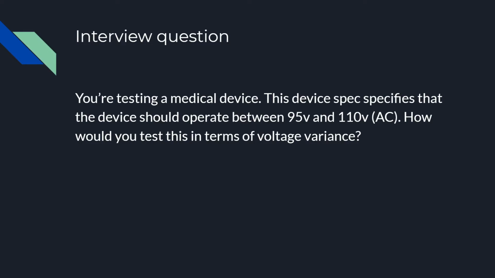The first thing that comes to mind is, okay, the medical device should operate between 95 and 110 volts, and you can say we're going to test less than 95 volts, exactly 95, between 95 and 110, and 110 and greater. Those are common divisions you can think of, and normally you answer those questions. But here is the trap, I think.